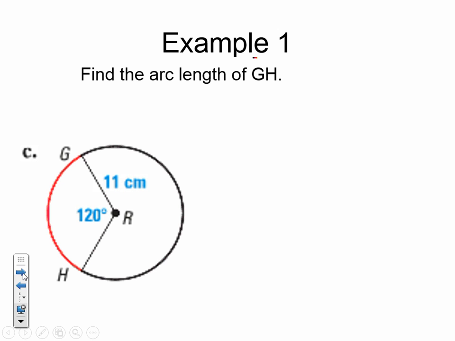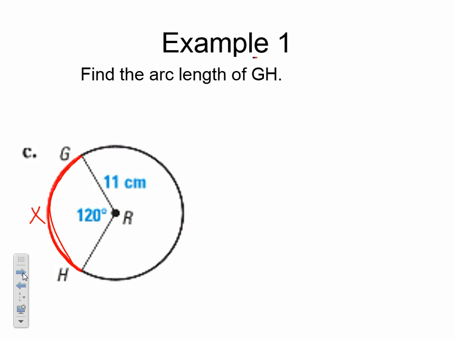All right. Here we go. We're going to do 3 examples. All 3 of these examples need to be written in your notes, in your notebook. So these go back to your notes. It says find the arc length of GH. So we're looking for this measurement right here, from G to H. That's what we don't know.